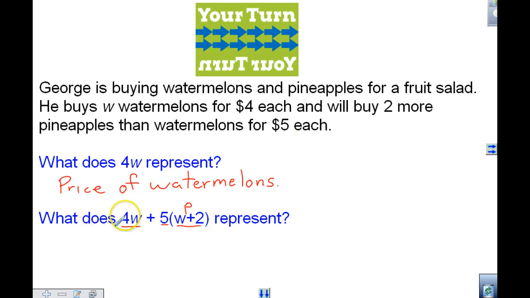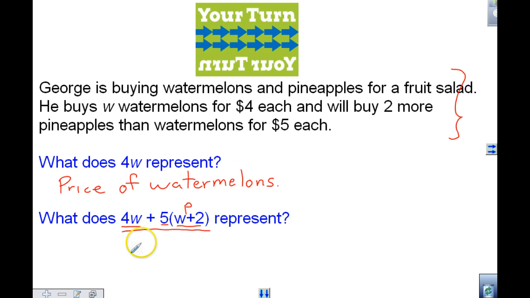So breaking this apart, when you become good at algebra and read this, you're thinking this. This little part right here says all of this. That's why math is so useful. You can say all this information in just this little bit. If you know, okay, this is watermelons. It looks like we're buying 2 more pineapples than watermelons. And it looks like the watermelons cost $4 and the pineapples are $5. This says everything that this does.